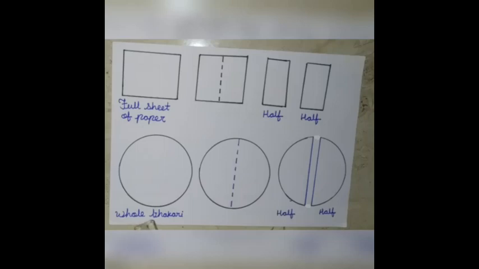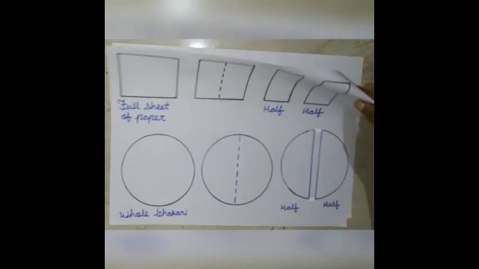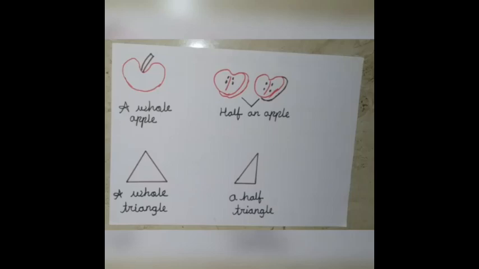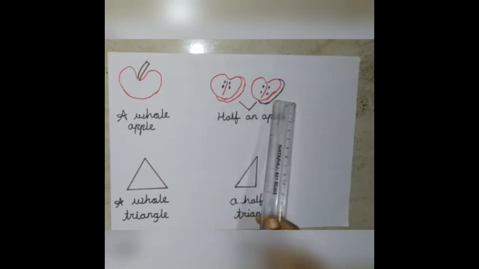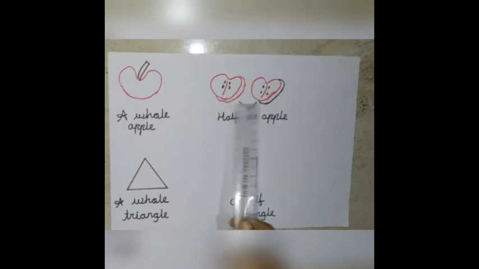Here a picture of bhakri is there. This is the bhakri. Bhakri is divided into two equal parts, half and half. Students, I hope you all understood what is the meaning of half. A whole apple. Here you all can see the picture of an apple. Half an apple. Apple is divided into two equal parts. This is half and this is also half. Adha, adha.